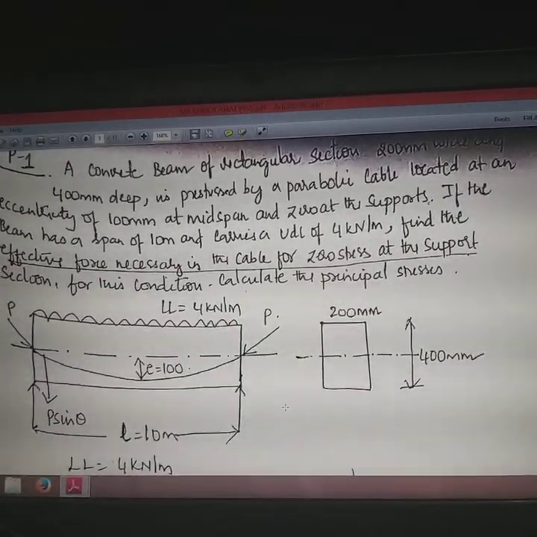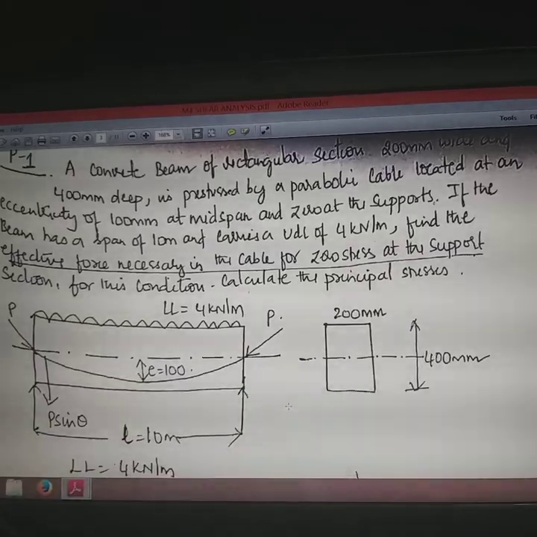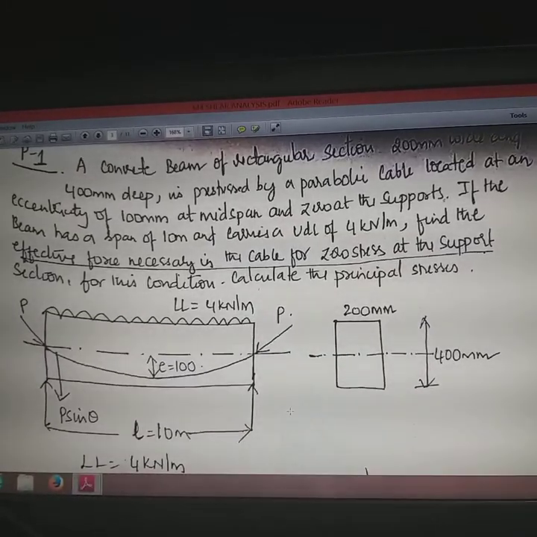Let us start with the numerical problems of module 4, shear. We are starting with the analytical part here.